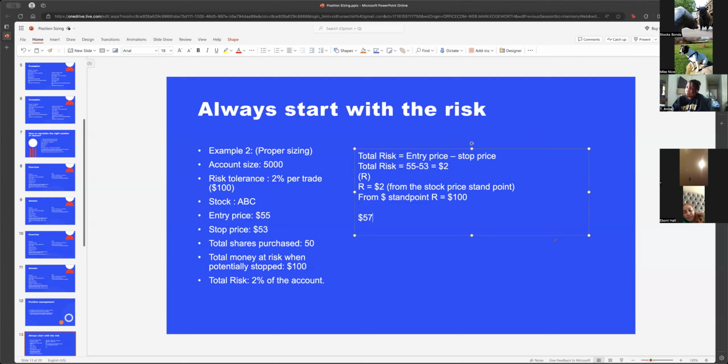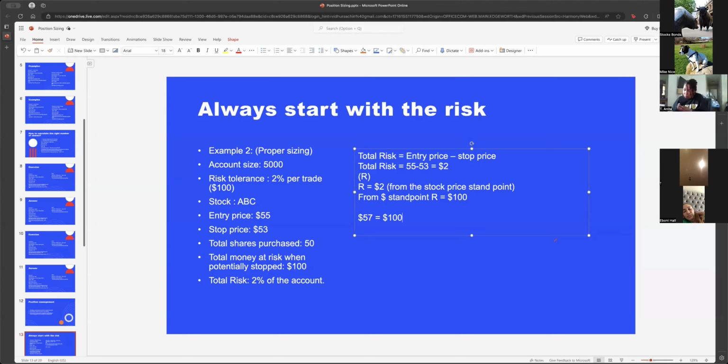So how did we get 100? For anyone who's struggling, it's pretty simple. You got 50 shares for $2. Just multiply the $2 by the total number of shares that you purchased. You're going to get 100 as an answer. So now let's just write it down. If the stock goes up to 57, you're going to be making $100.